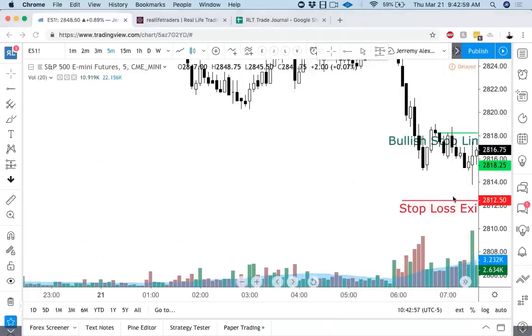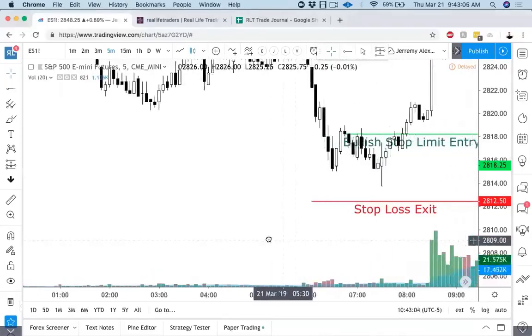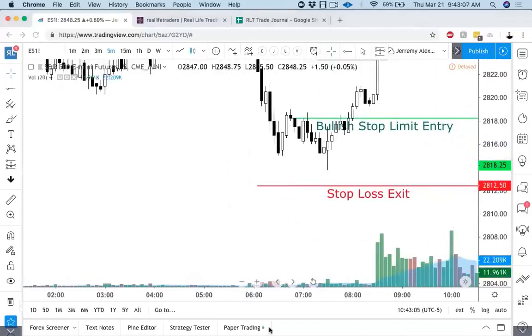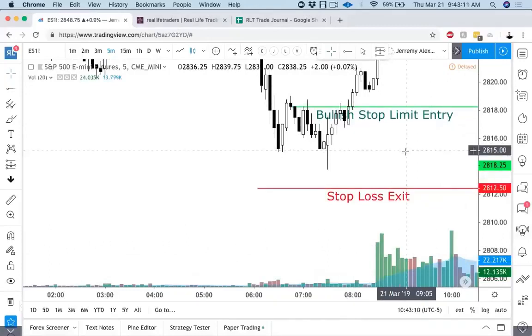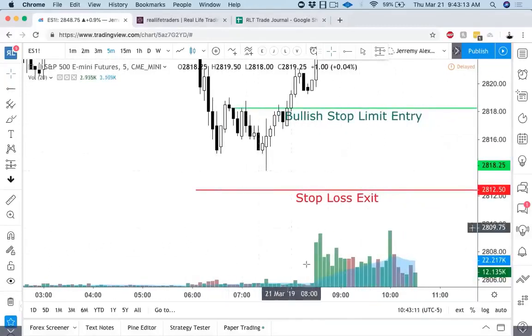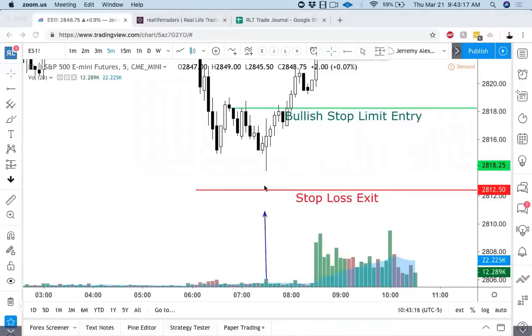This particular candle right here on the E-minis, I'm just going to bring the chart to the right a little bit. When I bring the chart to the right, you'll see the volume totally changes. But this candle right here, let's talk about what's important about this candle and this volume.